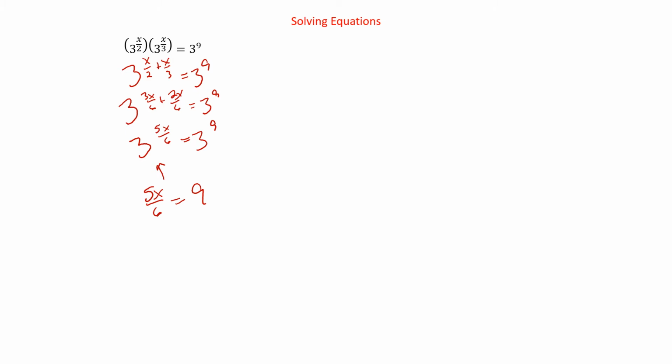So let's start by multiplying both sides by 6. So we have 5x equals 9 times 6 is 54. And then we can divide by 5 to get x equals 54 fifths, which if you really felt the need to, you could write it as 10 and 4 fifths if you wanted as well, although 54 fifths should be sufficient.